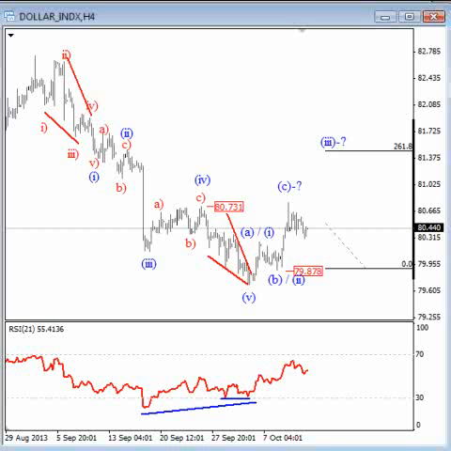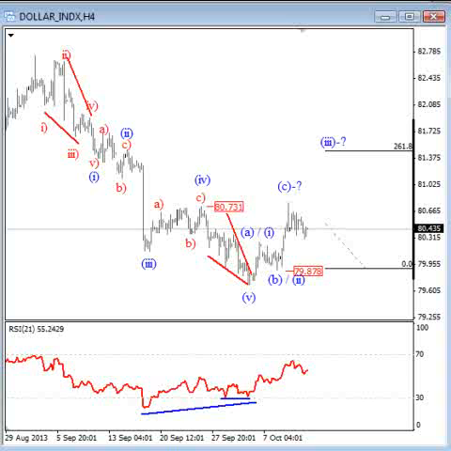Hi traders, welcome to a new video update in which we will take a look at the dollar index, dollar yen, and the S&P 500 and some other major indices.